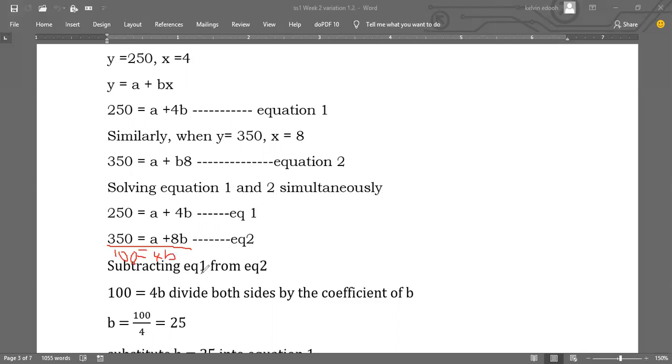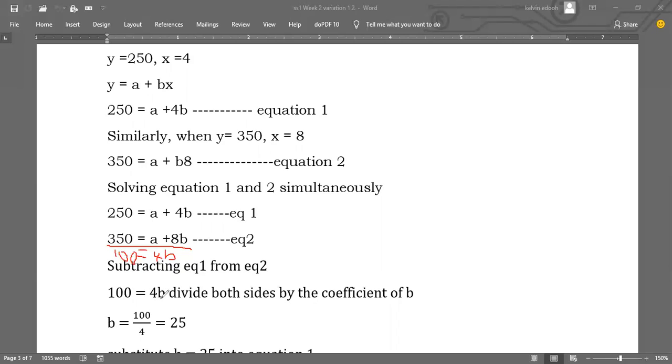Which is the same thing as using this statement. So if you are using this statement, it's the same thing as this. It's simple. I say subtract equation 1 from 2. What does it mean? Where's equation 1? This is equation 1. So subtract this 250 minus 350. You have this. A minus a will cancel. 8b minus 4b gives you 4b. So you have this. The next thing now is to solve for b.